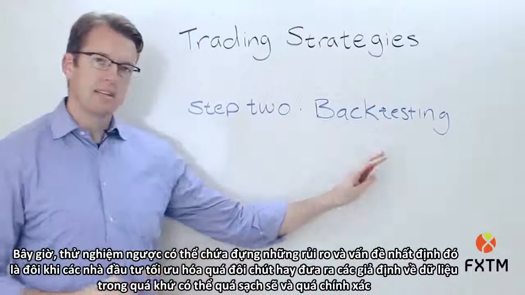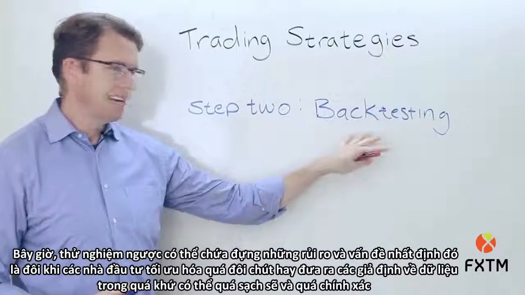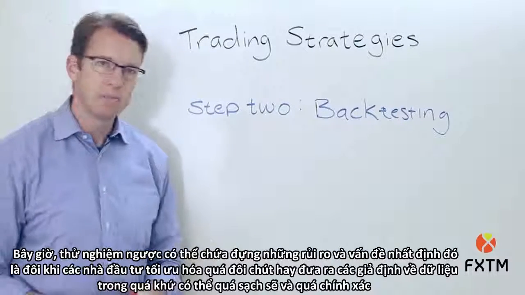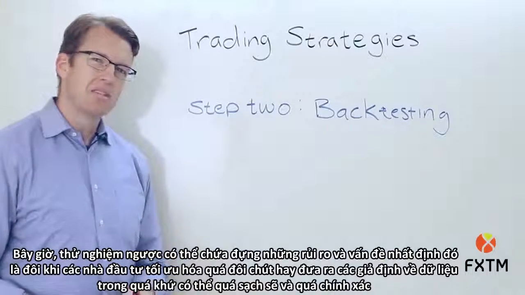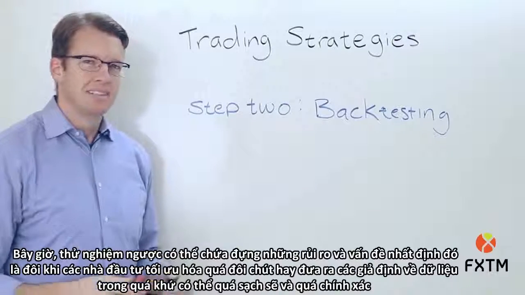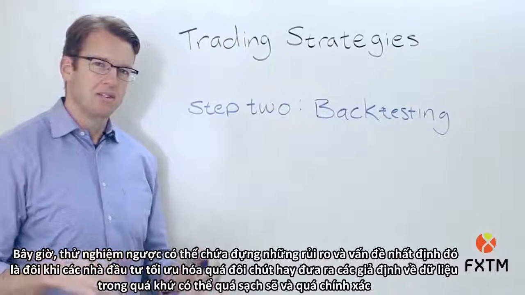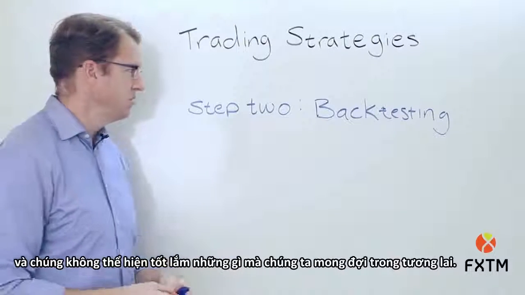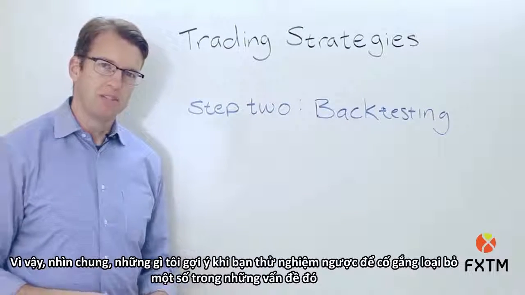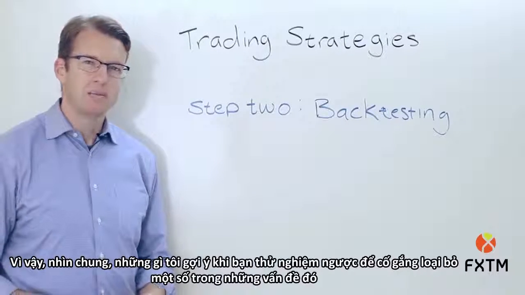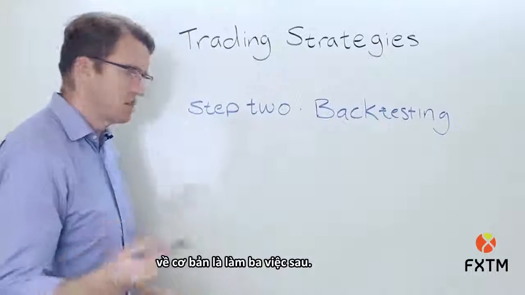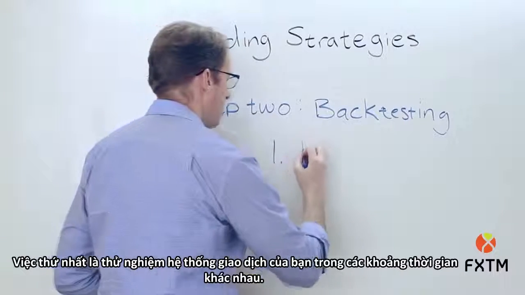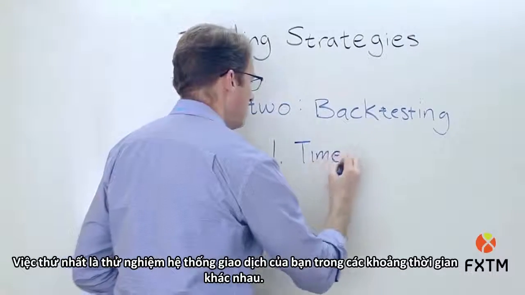Now, backtesting can contain certain risks and problems in that investors sometimes over-optimize a little bit, or they make assumptions about the data in the past that may be so refined and so precise that they're not very good representations of what we should expect in the future. So generally speaking, what I would suggest when you're backtesting to try to eliminate some of those problems is to do essentially 3 things. So number 1 is to test your trading system over different time periods.